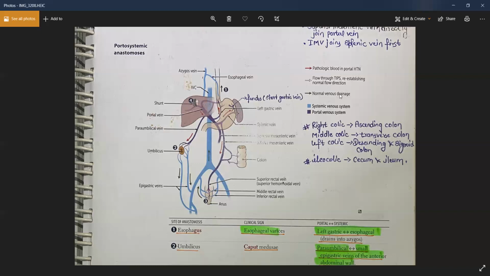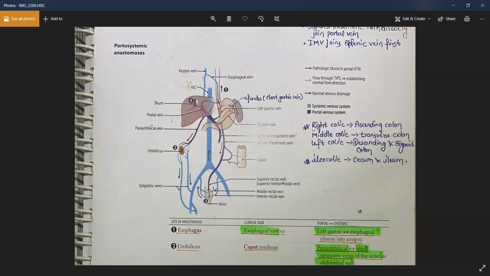Three things more. The right colic, because this ascending colon is on the right side, so the right colic artery is on the right side. Similarly, the right colic vein is also on the right side. The middle colic vein and middle colic artery are for the transverse colon, and the left colic artery and left colic vein are for the descending colon and the sigmoid colon. The ileocolic vessels are for the ileum and the cecum.